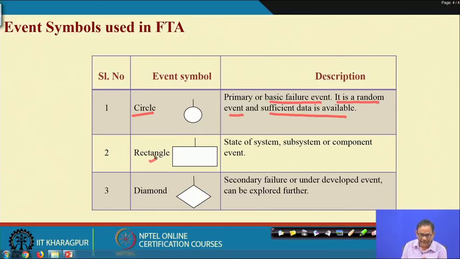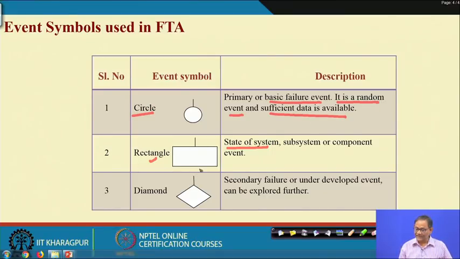Then another symbol you use, the rectangle. It basically talks about the state of the system, subsystem or component event. For example, with reference to the pressure tank system, the state of the system is tank rupture, or the subsystem may be the pumping system, or the storage system like the pressure tank itself. Pump overrun or a component level event may be the timer failure, or operator failure. All such states, whether the tank is in normal condition or failure condition, whether the pumping system is in failure or working condition, whether the components have failed or not, will be represented by a rectangle.